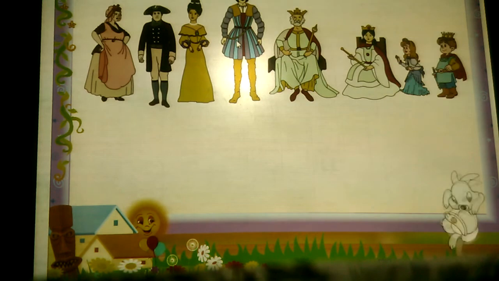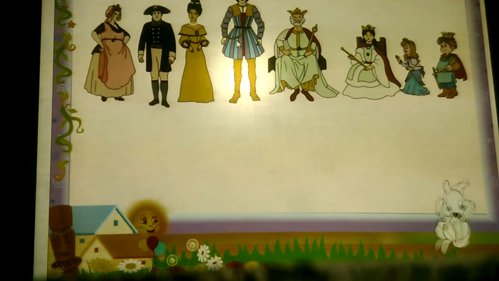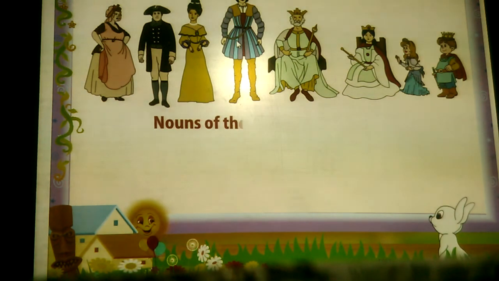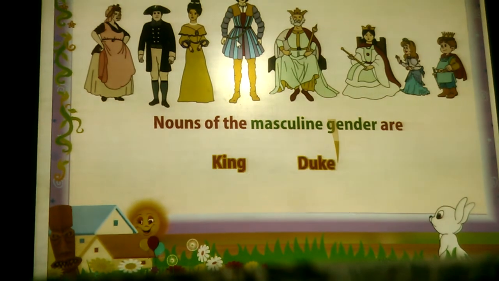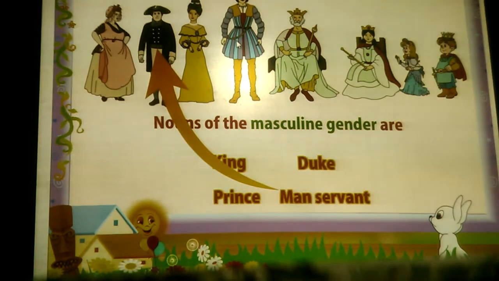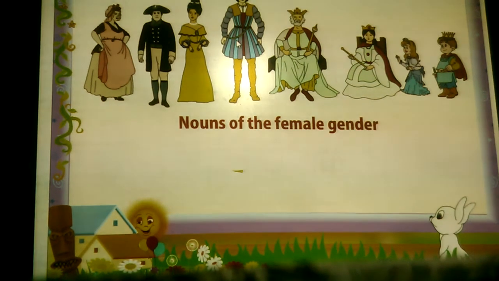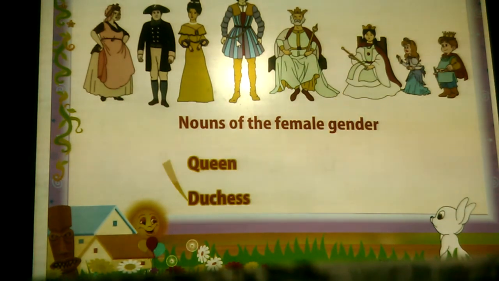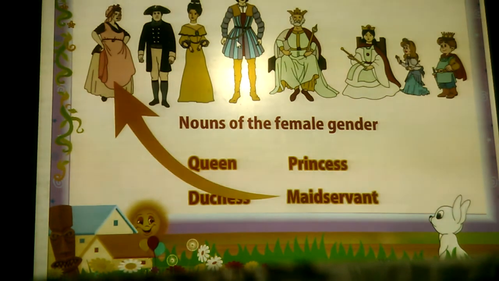Rainbow, I'm sure you remember your genders. In this happy family, the nouns of the masculine gender are king, duke, prince, and manservant. The nouns of the female gender are queen, duchess, princess, and maidservant.